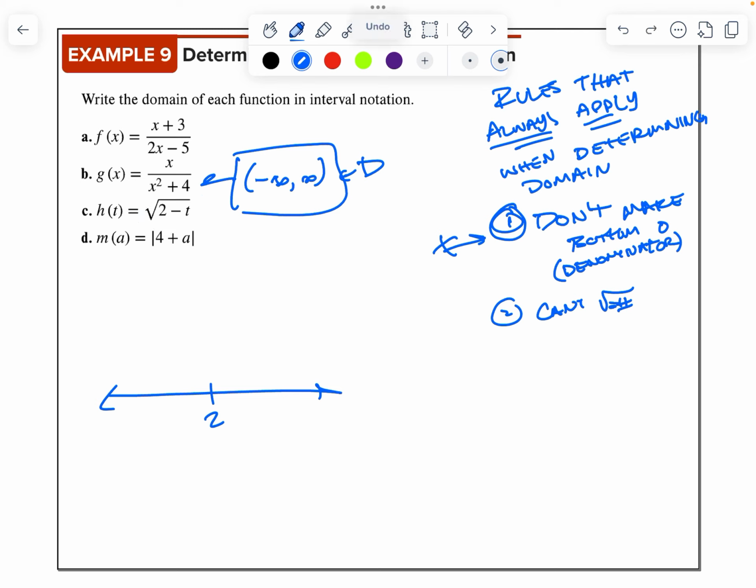Can we include 2? If I put 2 in, can I take the square root of 2 minus 2? Can I take the square root of 0? Yeah, that's 0. You can type it in the calculator. You get a number, right? So we can include the 2.